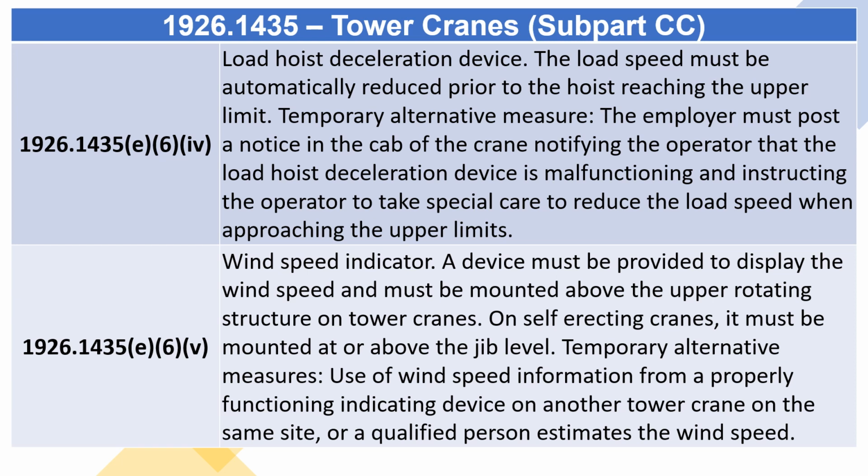1926.1435(e)(6)(v) Wind speed indicator. A device must be provided to display the wind speed and must be mounted above the upper rotating structure on tower cranes. On self-erecting cranes, it must be mounted at or above the jib level. Temporary alternative measures: use of wind speed information from a properly functioning indicating device on another tower crane on the same site, or a qualified person estimates the wind speed.